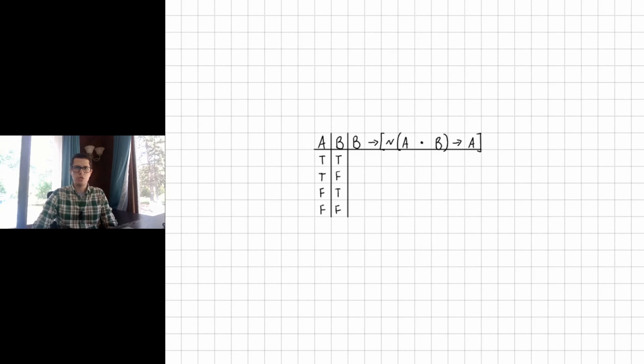Before we get started, just a quick reminder. A statement is a tautology when it's true on every single row. It's a contradiction when it's false on every single row. And it's contingent when neither of those holds, so you'll have at least one row that's true and at least one row that's false.